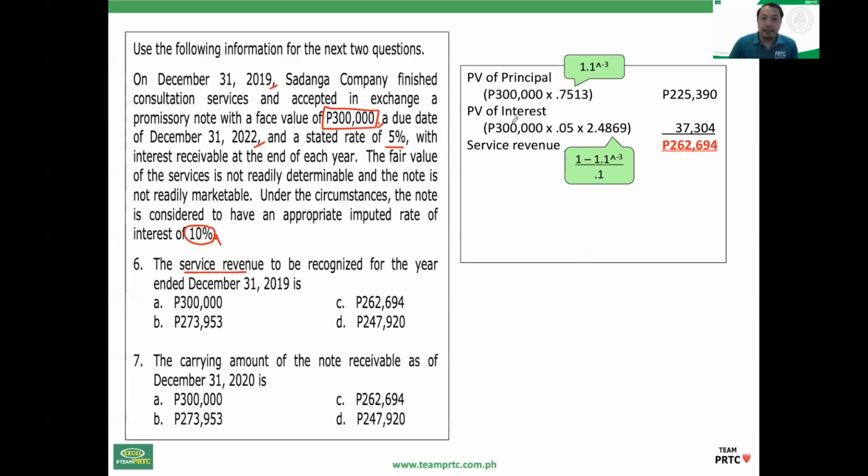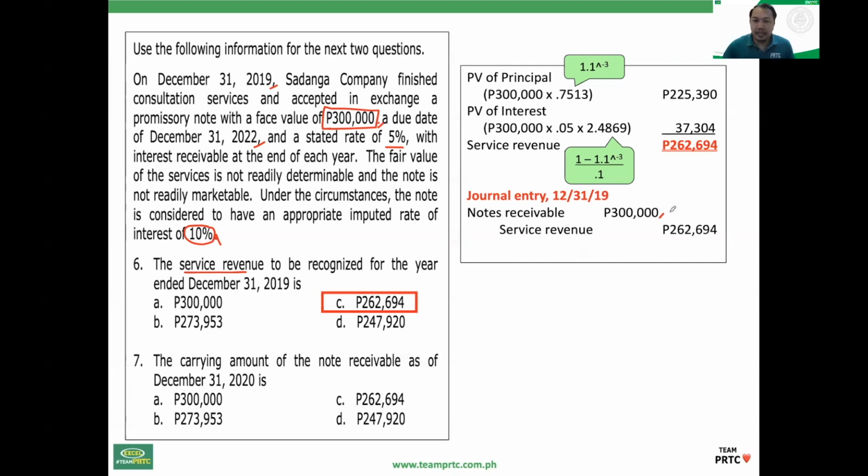Journal entry. Answer, number 6, letter C. 6, C. Okay, journal entry for emphasis. Debit notes receivable at face value. So bakit nga naka-receive ng notes receivable? Ng promissory note, nag-render ng service. So, service revenue. The difference between 300,000 and the present value, discount.